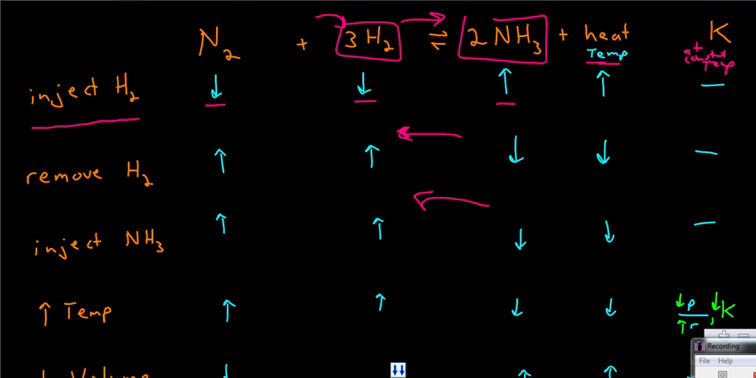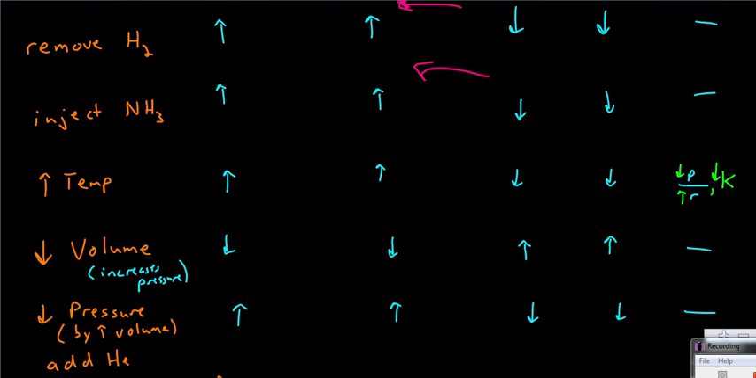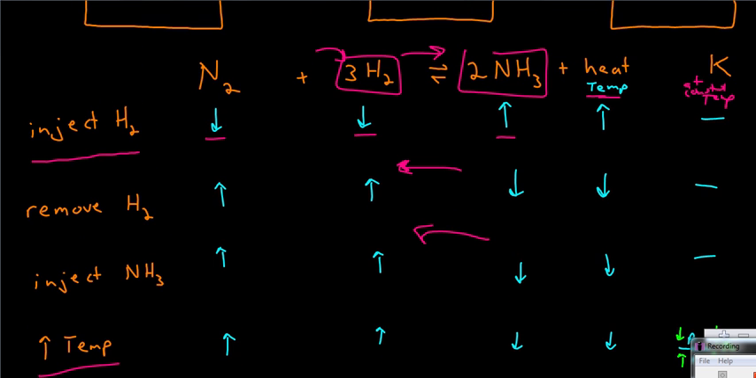How about adjusting the temperature, just deliberately, without affecting anything else? By increasing the temperature, this will make the availability of heat increase. Increasing the temperature increases the amount of available heat. This is just like adding a product. This will shift the reaction to the left.